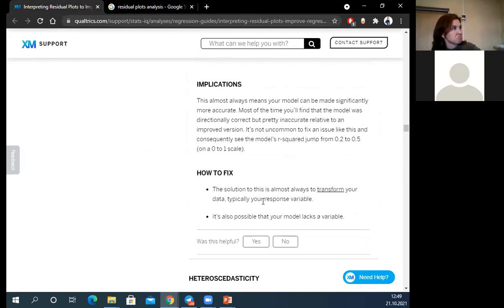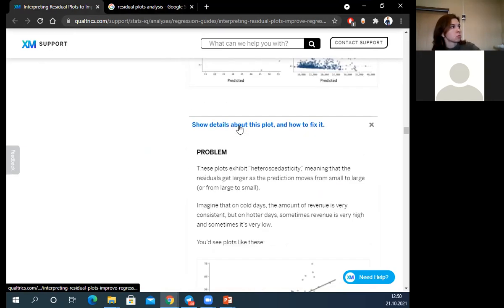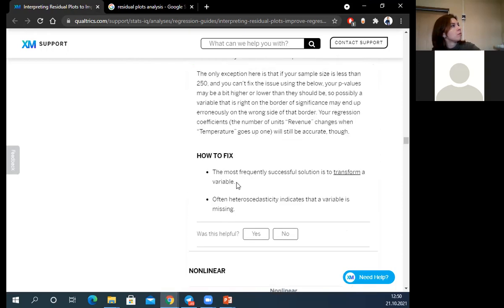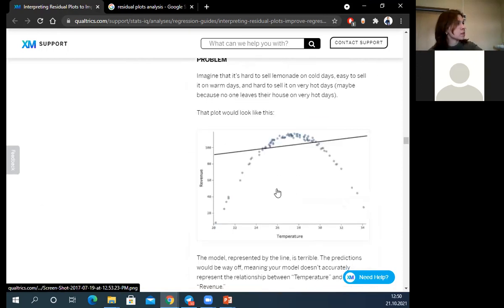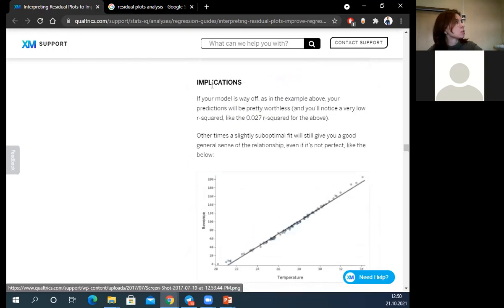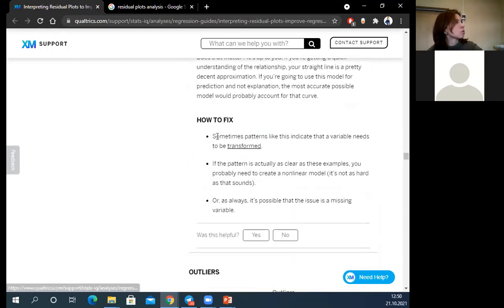Transform your data. You may also transform not the model, but work with your data. An important comment: heteroscedasticity, unstable variance, indicates that a variable is missing, so you may be missing some feature. Also, how to fix: variables need to be transformed, or you need to create a non-linear model.